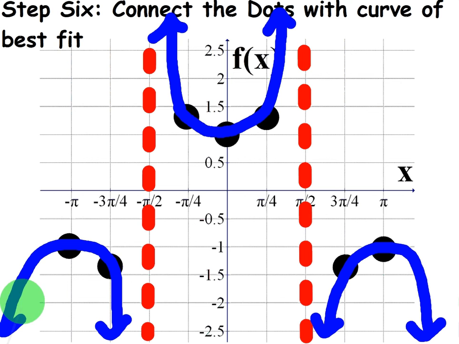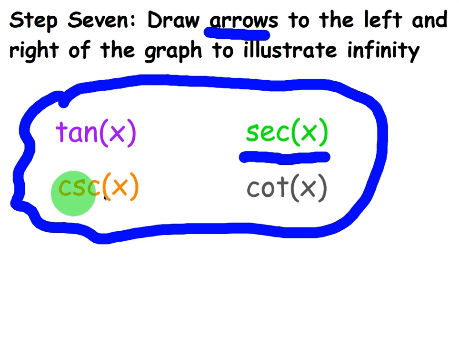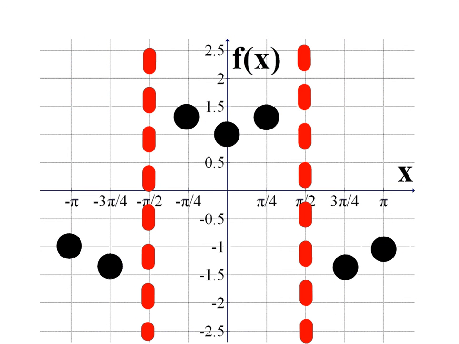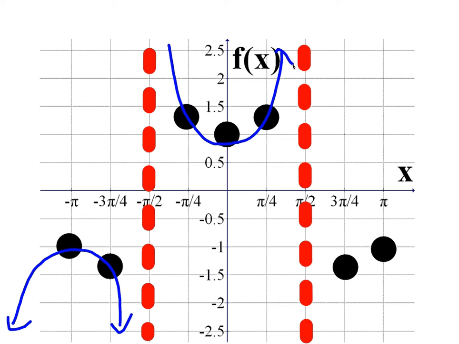And they are going to have arrows because, as I said before, tangent, secant, cosecant, and cotangent all tend to infinity. So for step 7, draw arrows to the left and right of the graph to illustrate infinity. We're going to draw it just like this for secant. It's going to be 2 upside down u's and 1 right side up u in the middle of the graph. And let's go ahead and do that together just to kind of practice that. You're going to do upside down right there, right side up right here, and upside down right here.